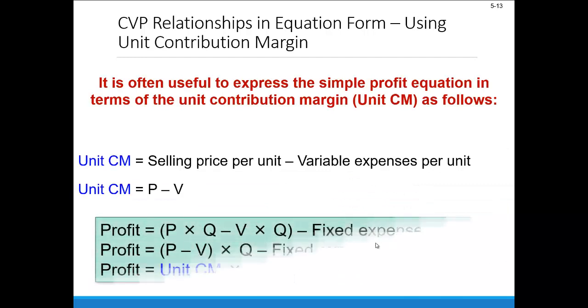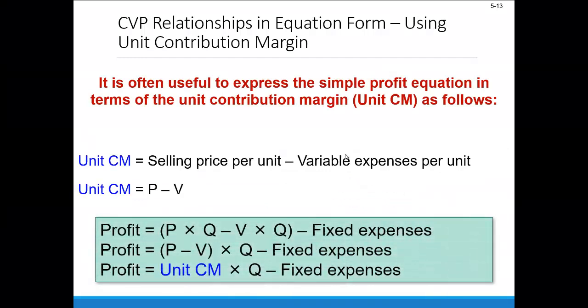You probably see where this is going. I can then further factor that out to incorporate this idea of the unit contribution margin. So in other words, I can simplify what I had there on the previous slide into P minus V, so price minus variable expense per unit, times Q minus fixed expenses gives me profit.